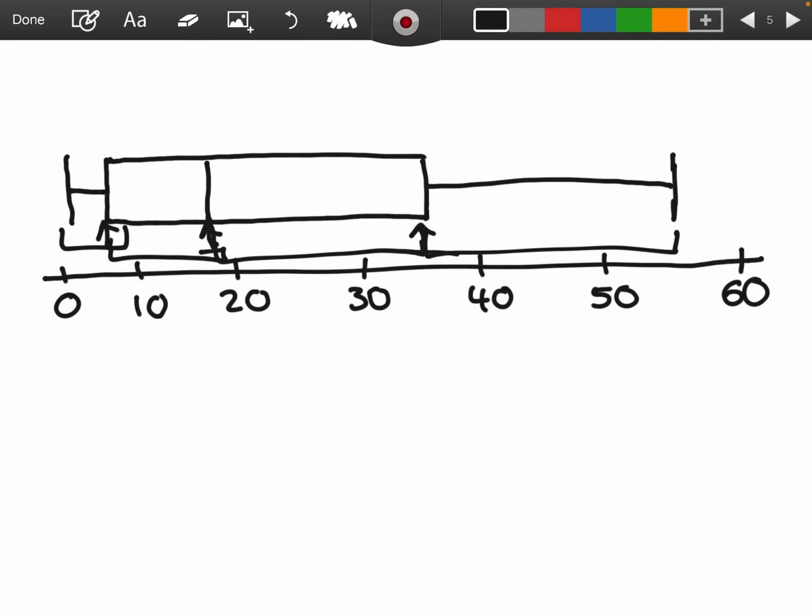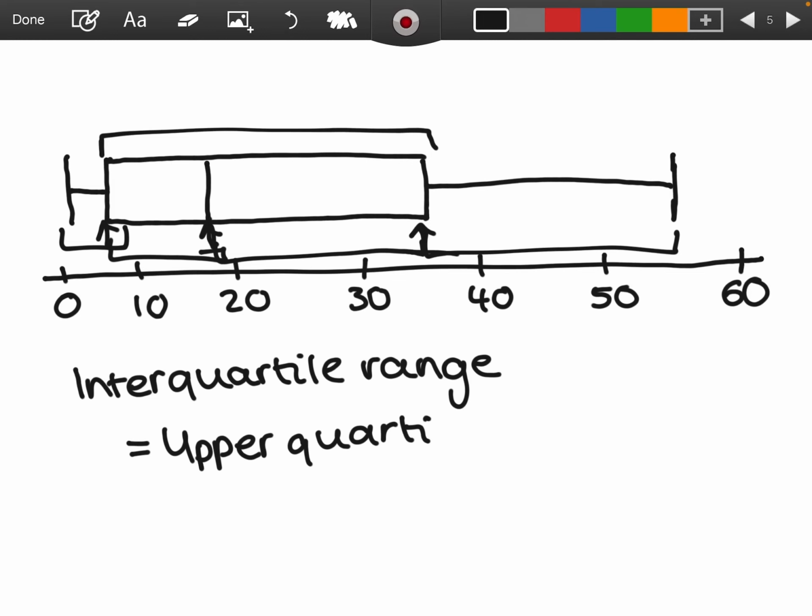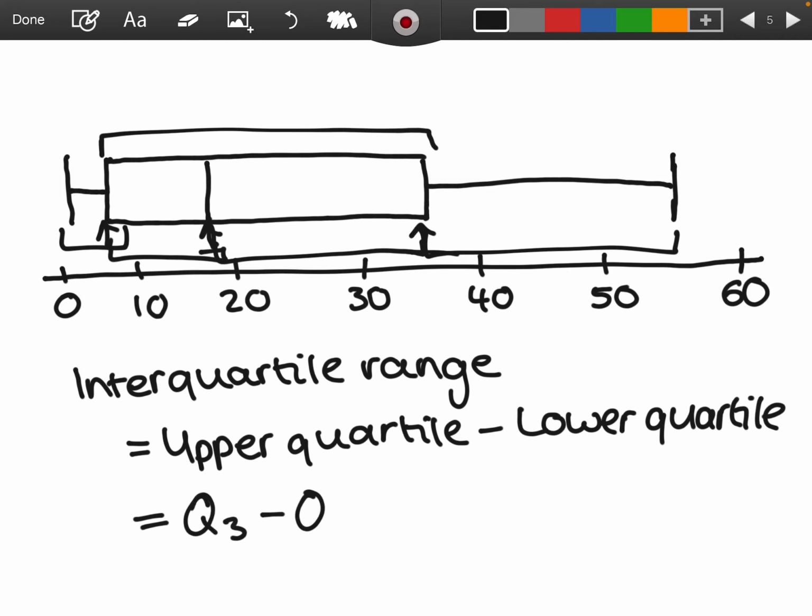One other value that you may be asked is the interquartile range. It is the difference between your lower and upper quartiles. So the interquartile range is going to be the upper quartile minus the lower quartile, which, in algebraic terms, notation-wise, we actually say that the upper quartile is called Q3, the lower quartile is called Q1.